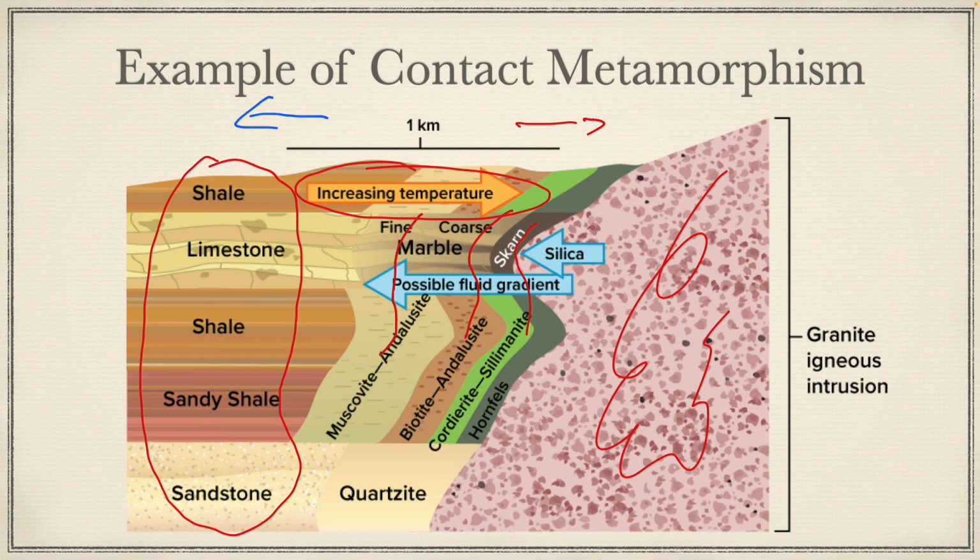You also have silica that's going to seep out of here if you've got any cracks or anything. The silica, again, SiO2, is basically melted quartz, and that's going to seep into any cracks that are in the rock. You also have this other fluid gradient, maybe superheated water, things like that, that could also move out of this igneous intrusion into the surrounding rock.